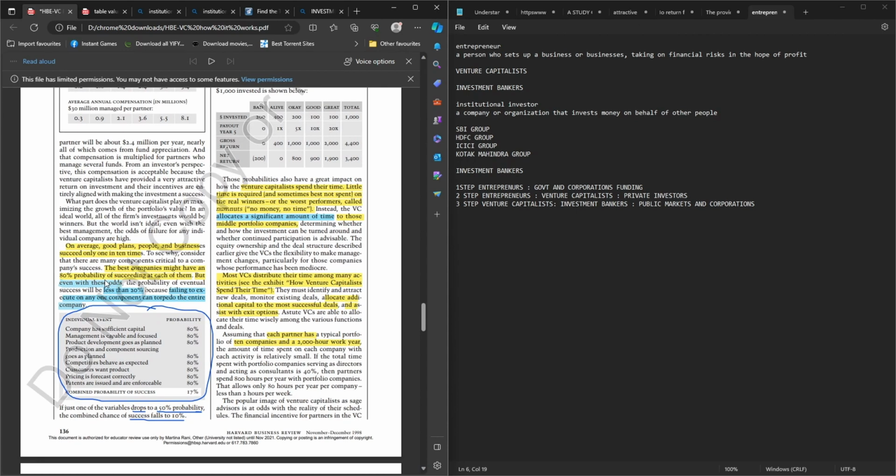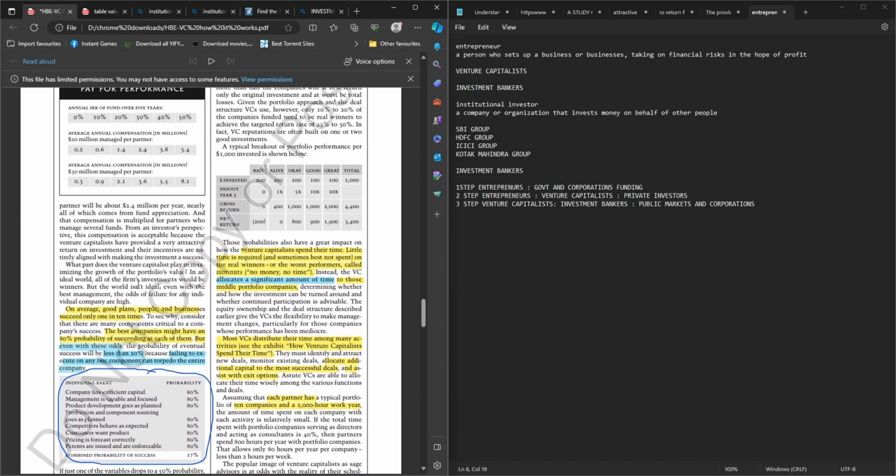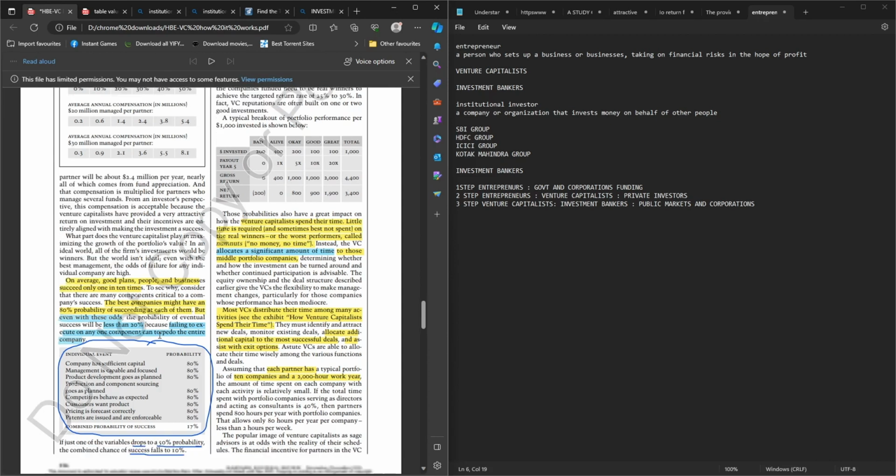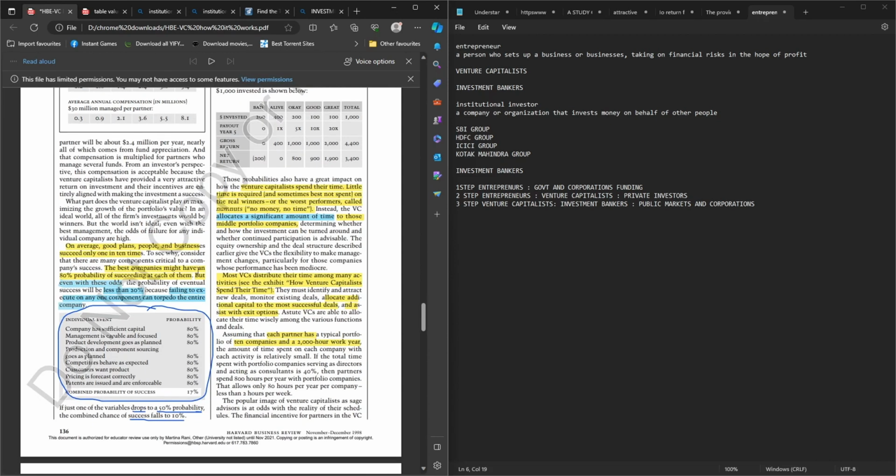Here, there is one more interesting point in this case study. On average, good plans and people succeed only 1 in 10 times. If there is an entrepreneur's business, only 1 in 10 will be able to succeed. And even the best companies might have an 80% probability of succeeding at each factor. There are many points which are considered in this, but if they lack in any one, it will lead to failure of the company.